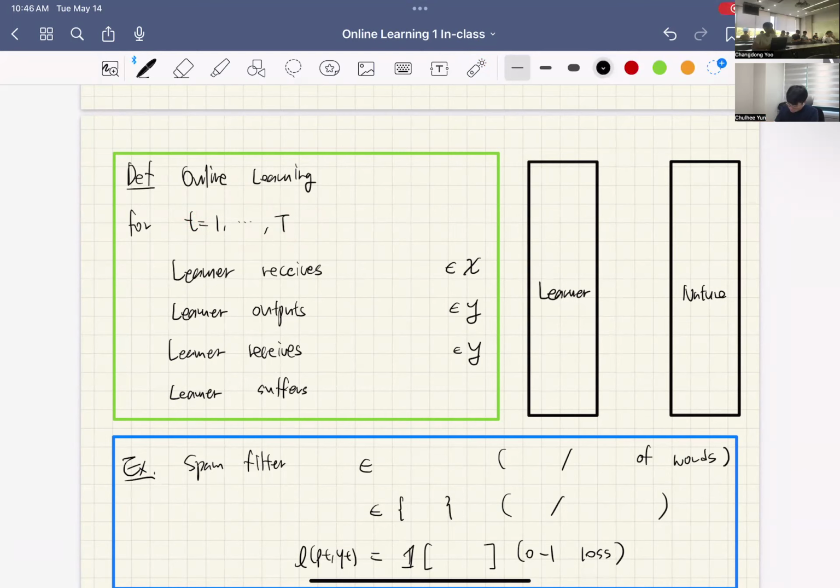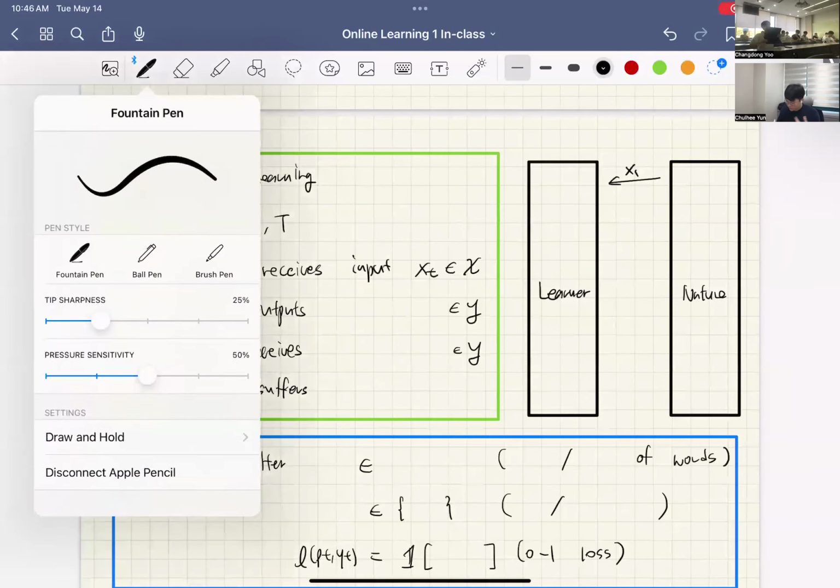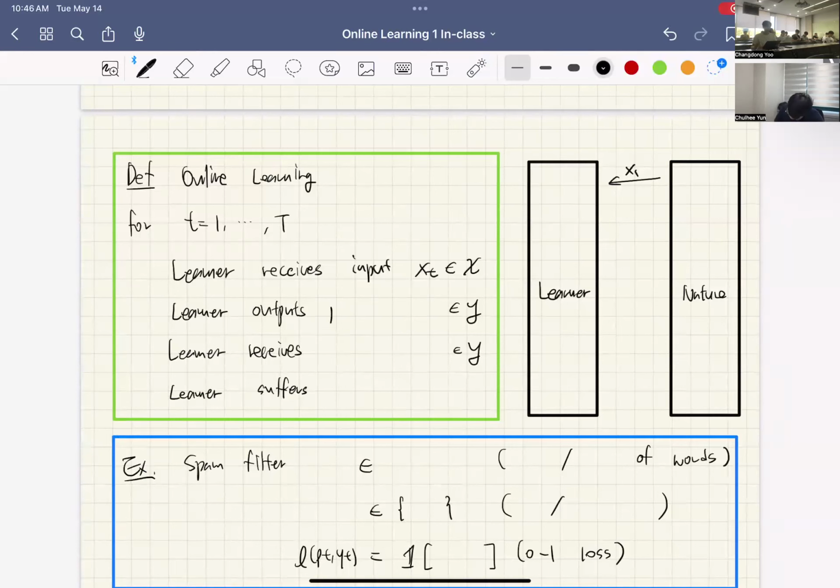And in each of the steps, the learner receives the input XT from the nature, okay? So from the nature, the learner receives an input, let's say it's X1. And then for the input, the learner has to make a prediction and output the prediction and send it to the nature. So let's say this is PT. Given X1, the learner makes a prediction P1, okay, about the label.